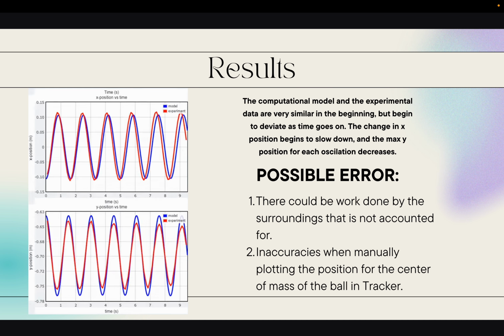Now, for some possible sources of error that would explain this. There could be work done by the surroundings that is not accounted for in our data. Or there could have been some inaccuracies when manually plotting the position for the center of the mass of the ball in tracker originally.